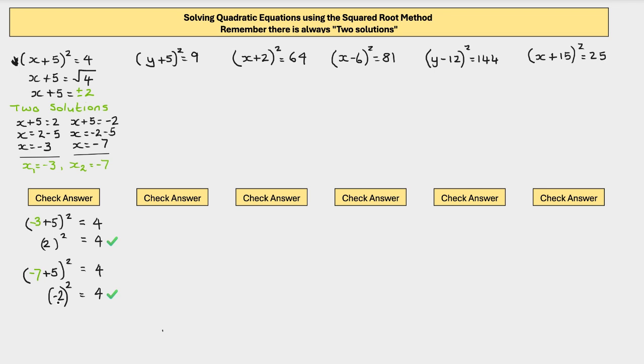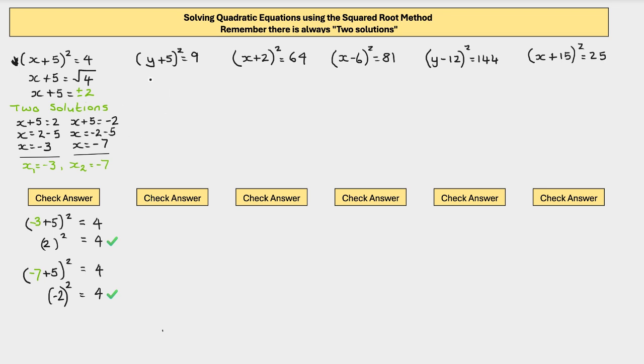Minus 7, which is our second solution, plus 5 equals -2. Now you remember you can't have a negative power, so the answer is 4. So there we have it. If that had turned out to be 6, you've got a problem, because it's got to equal 4. So that's how you check your answers. But we'll carry on and do some more and you'll understand.